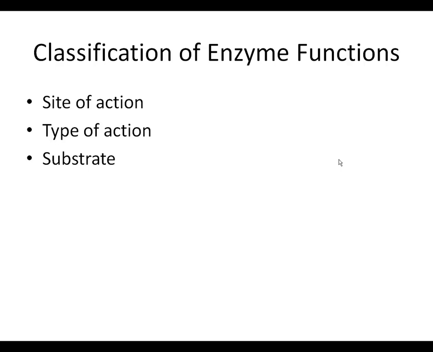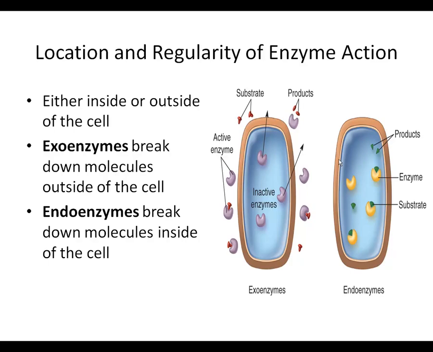Site of action, these are going to be our endo and exo enzymes. These are going to be enzymes that work either inside or outside of the cell. So let's look at some of the ways that we can look at endo and exo enzyme action. Essentially, you're going to have these enzymes working either inside or outside of the cell. Exoenzymes are going to break down molecules outside of the cell, so those products can be taken into the cell and used inside the cell. Endoenzymes are going to break down molecules inside the cell, and the products can either be used inside the cell or they can be taken outside of the cell.